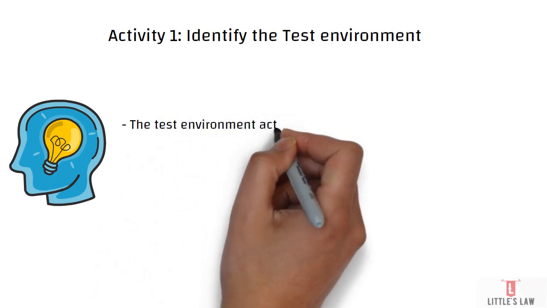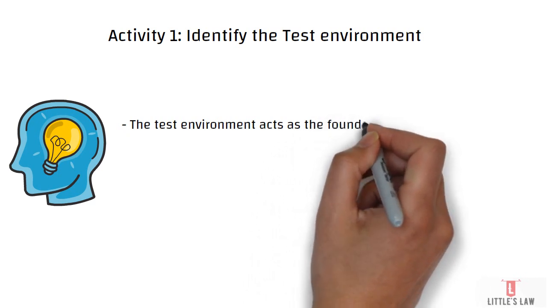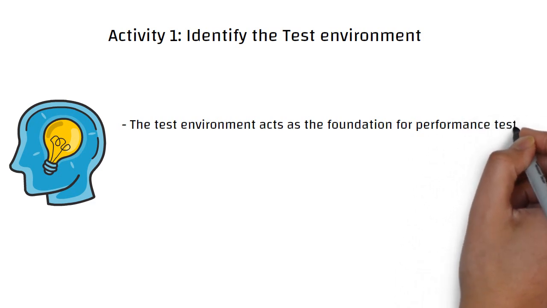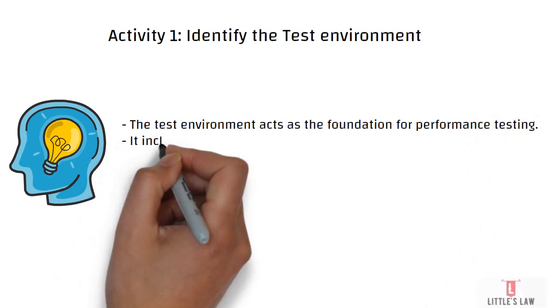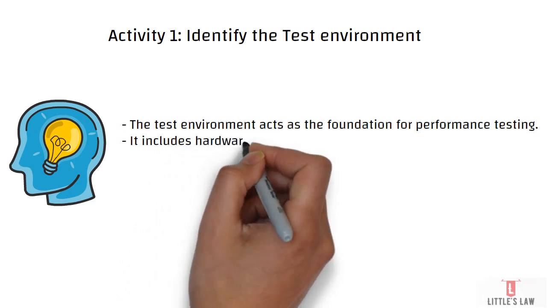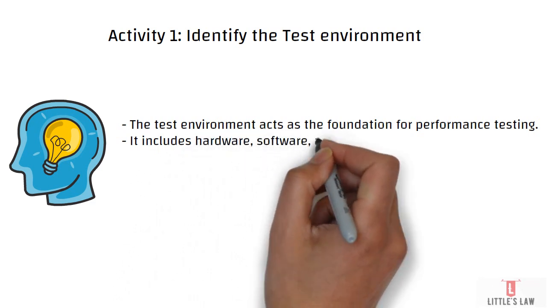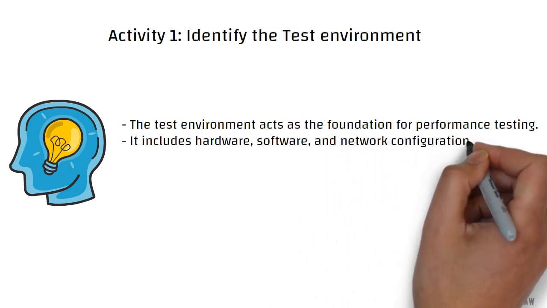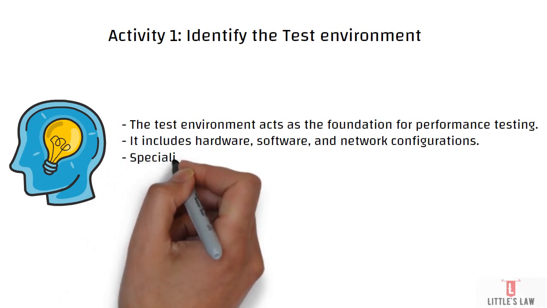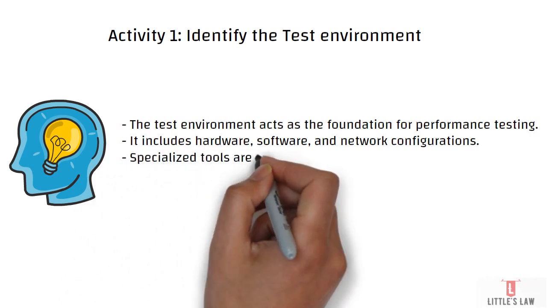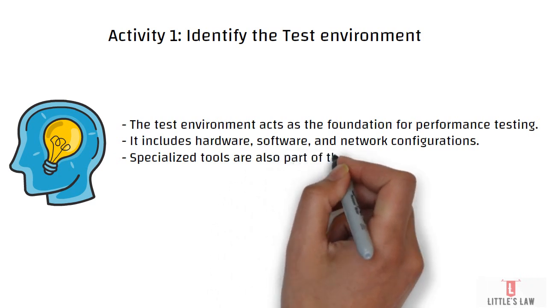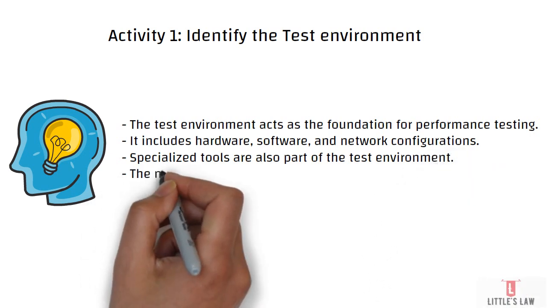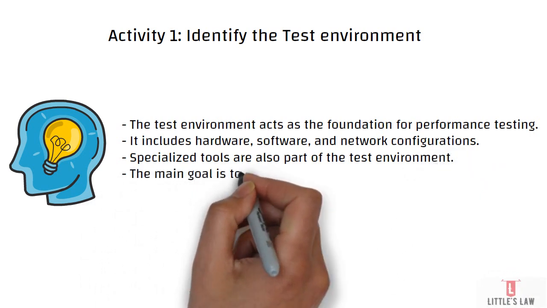So the first part which we see here is the test environment, because this test environment serves as the backdrop for conducting the performance test, and it comprises various elements. It includes hardware, software, network configuration, alongside any specialized tools which are necessary for executing these tests. For example, it can be NeoLoad, JMeter, LoadRunner, any performance testing tool you name. So combining all these, the hardware, the software, the network configurations, and the performance testing tools to execute this test.